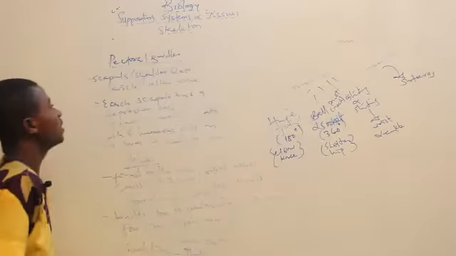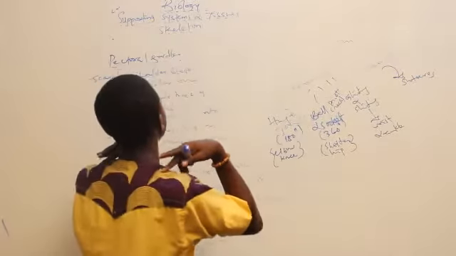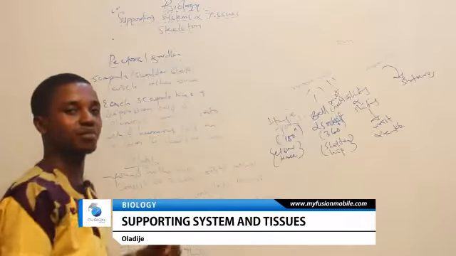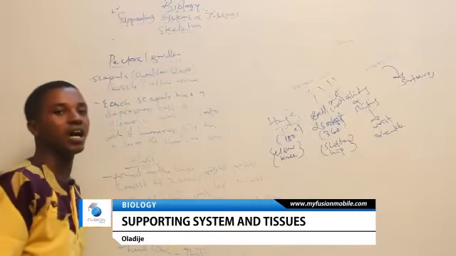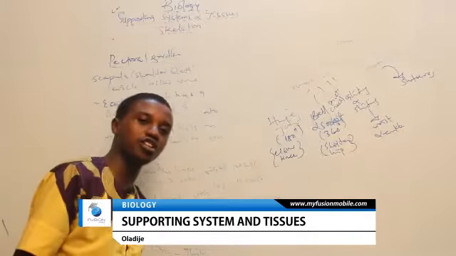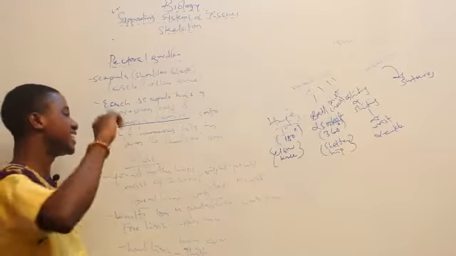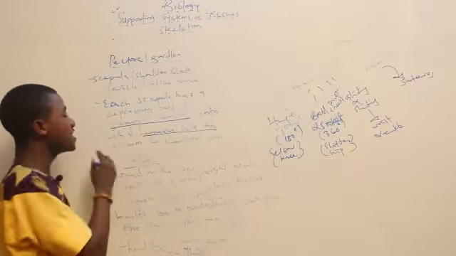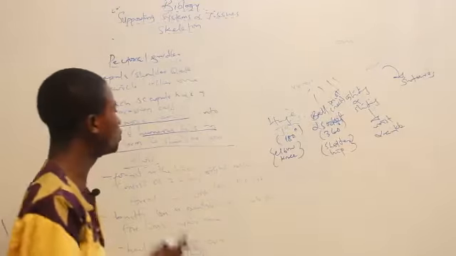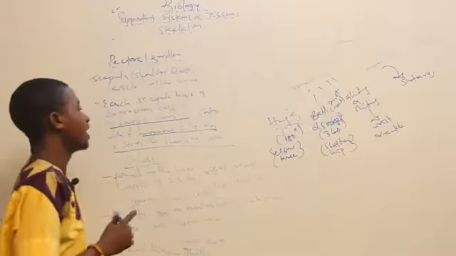For the pectoral girdle, we have the scapula, known as the shoulder blade, and we have the clavicle, called the collarbone. The scapula has a depression called the glenoid cavity, and it is in this glenoid cavity that the humerus fits into to form the shoulder joint.